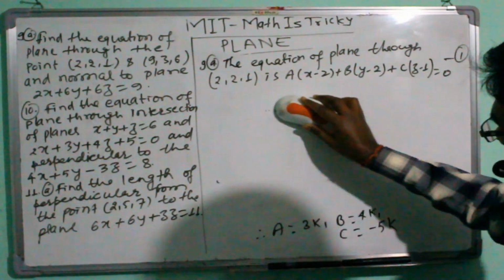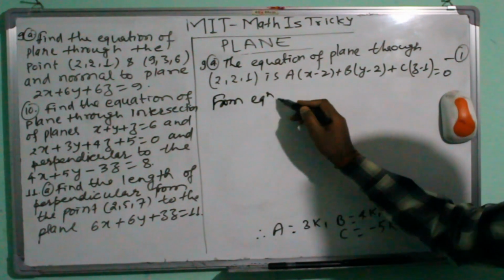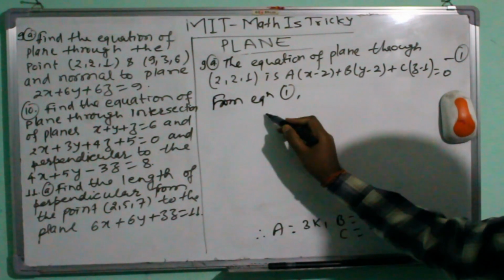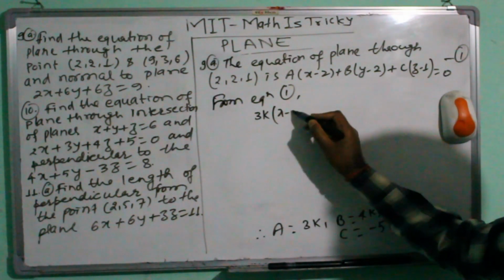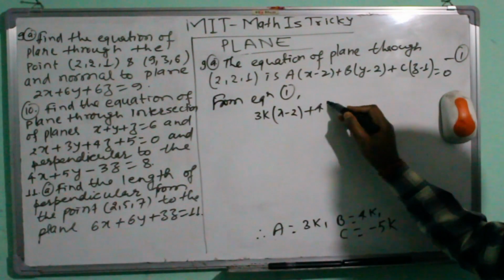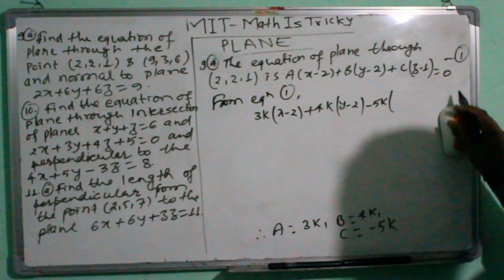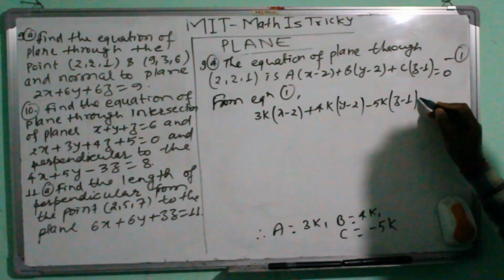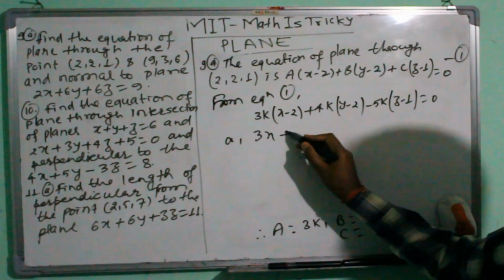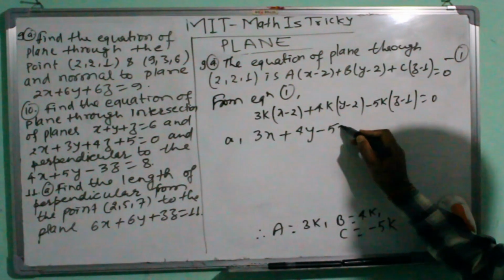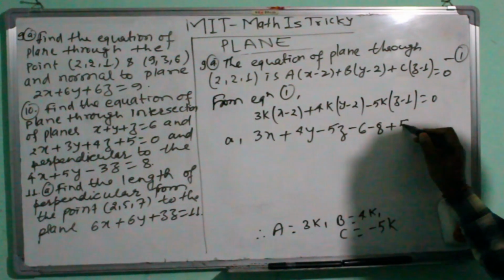Okay, so this is how we'll get the answer from equation 1. Let's put here, so k and k we can remove, so 3k times (x minus 2) plus 4k times (y minus 2) minus 5k times (z minus 1) equals 0. It gives 3x plus 4y minus 5z, and then minus 6 minus 8 and plus 5 equals 0.